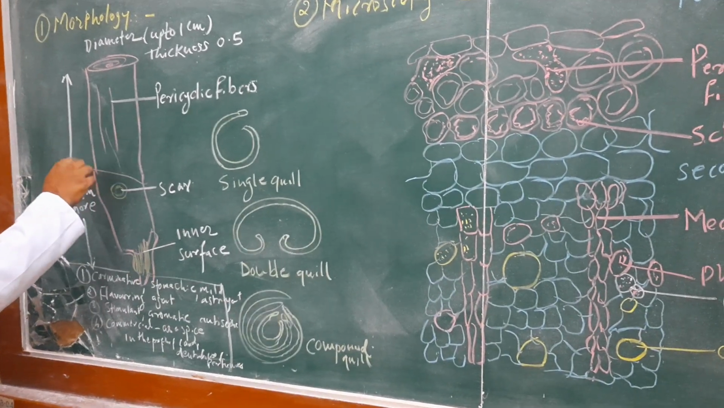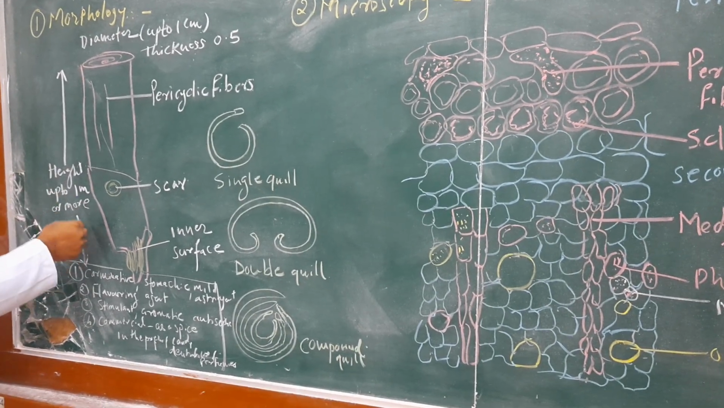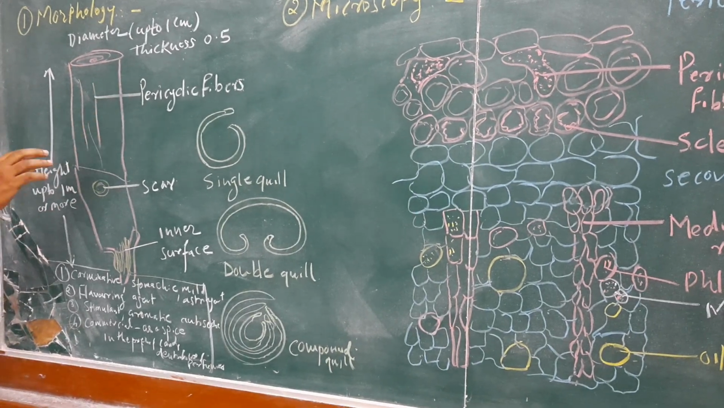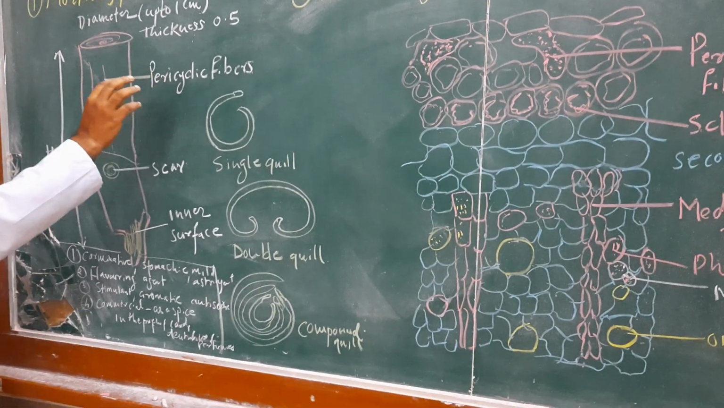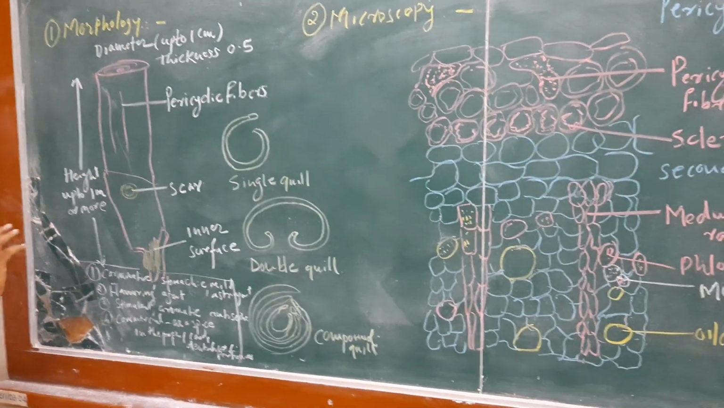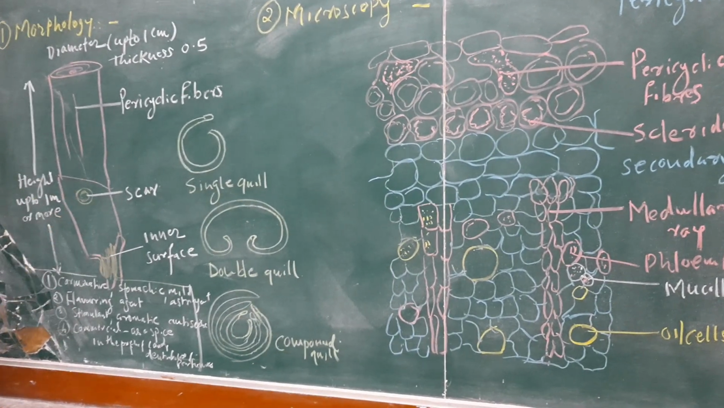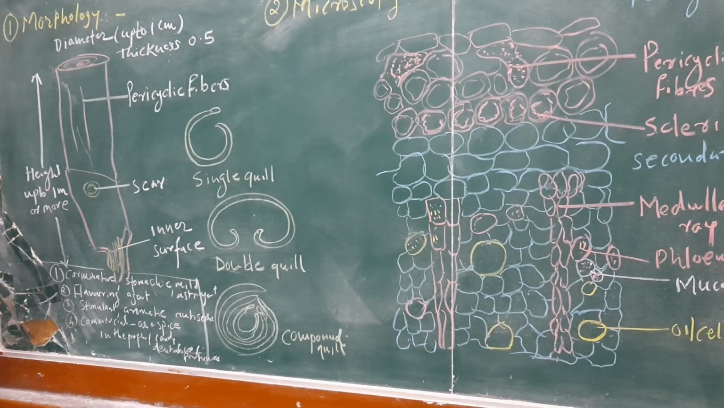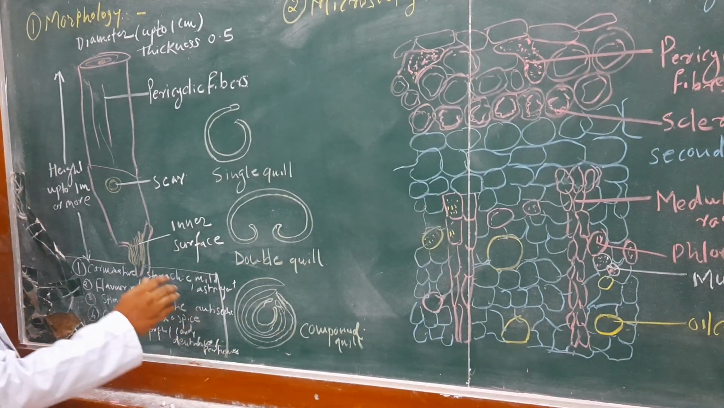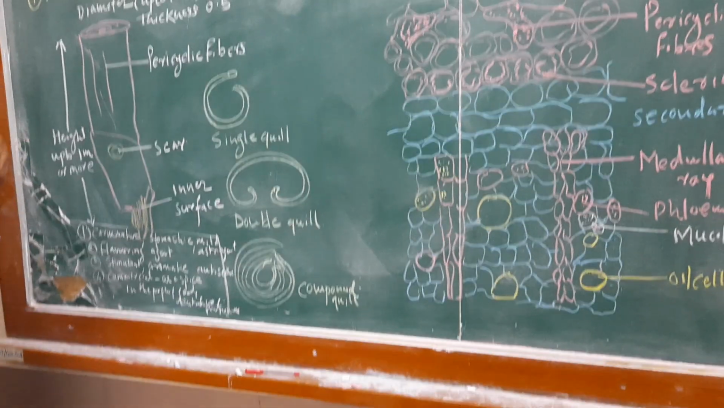Regarding the size, this bark is about 1 meter in length and up to 1 centimeter in diameter, and thickness is 0.5 mm. Regarding the taste, it is aromatic and sweet, followed by a warm sensation. Texture is splintery, elongated and fibrous. So this is regarding single, double and compound. Let's now take the TS of this cinnamon bark.